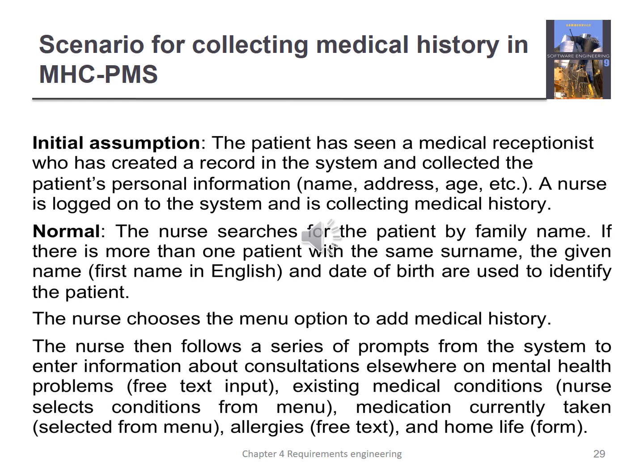A nurse is logged on to the system and is collecting the medical history. The normal activity: the nurse searches for the patient by family name. If there is more than one patient with the same name, the given name, first name in English, and date of birth are used to identify them. The nurse chooses the menu option to add a medical history. The nurse then follows a series of prompts from the system and enters the information, free text, whatever.